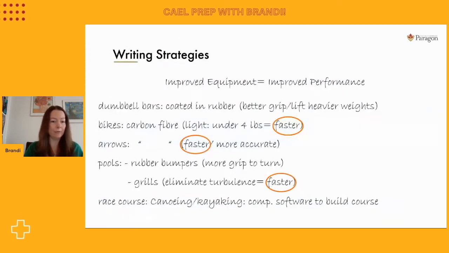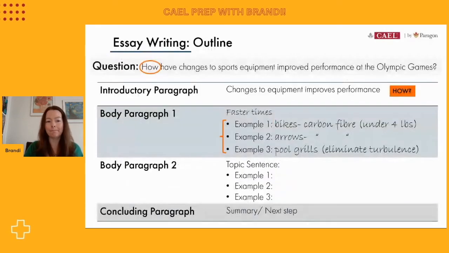So those three examples, we're just going to pull right from the notes we've already made. We're going to talk about how carbon fiber technology in bikes makes the bikes light and allows athletes to go faster, how the arrows as well are coated in carbon fiber, which also allows them to travel faster, and how these grills in the pools eliminate turbulence, which once again creates calm waters and allows the athlete to swim more quickly. So those three ideas we're going to plunk right here into our examples, into our outline. So our first body paragraph's looking really well organized. So we're very happy with that for now.